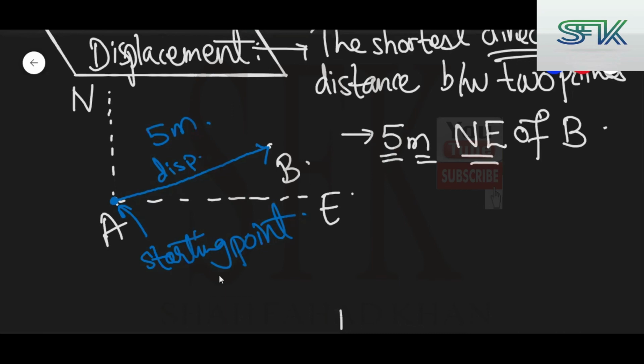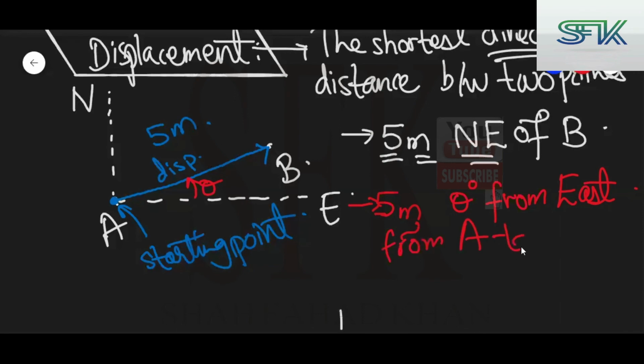To be more specific, you can also measure this angle theta from the horizontal. So you could also give it with reference to the angle by saying that it's 5 meters, theta degrees from the east. Again, this theta degree is also referring to the direction of this particular displacement from A to B. This is giving us a displacement from point A to point B.